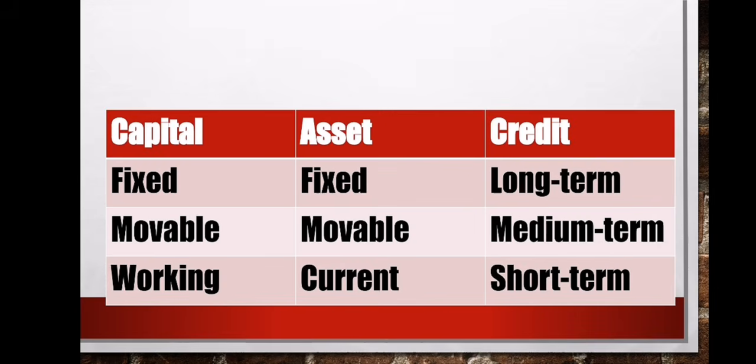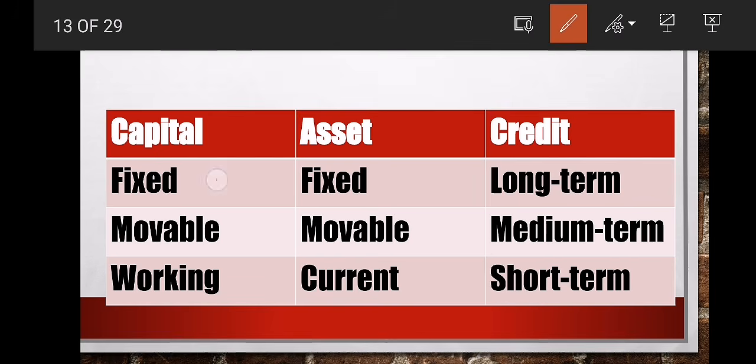We have this table, good people. I just want you to see how they are linked. We have a type of capital, fixed. The name of assets, again fixed. Which credit can we use to buy that capital or asset? Long term. With another capital, movable. Credit asset, movable. Which credit can we use to buy the movable asset or capital?